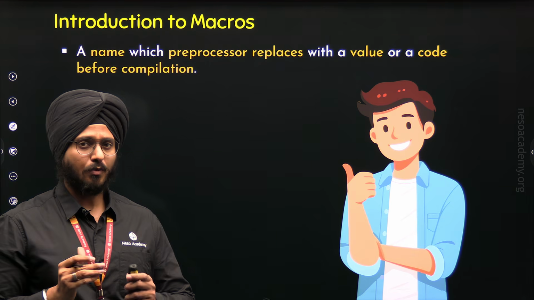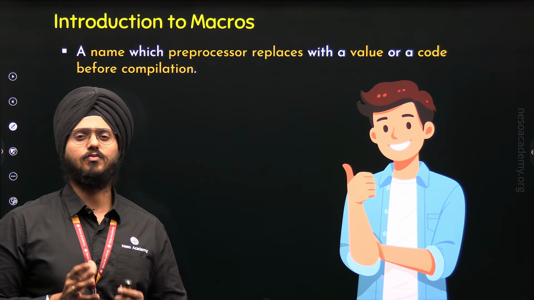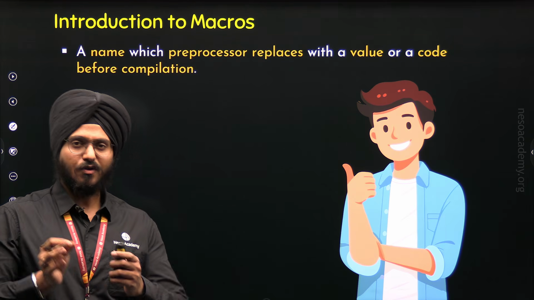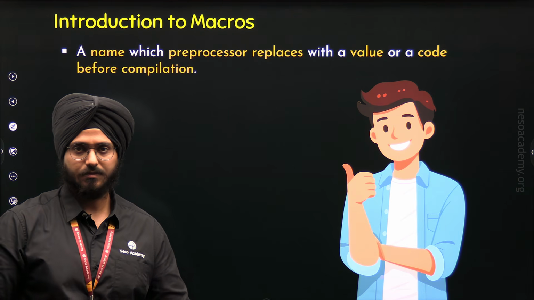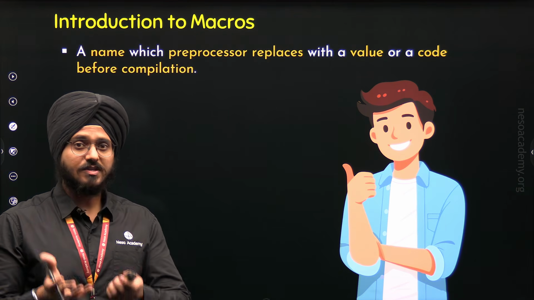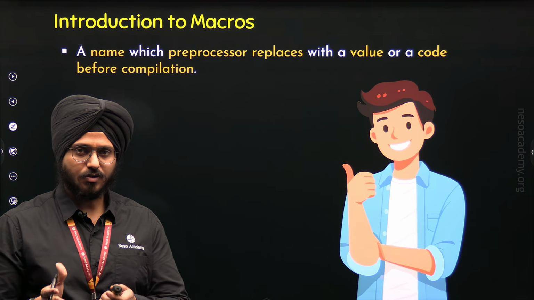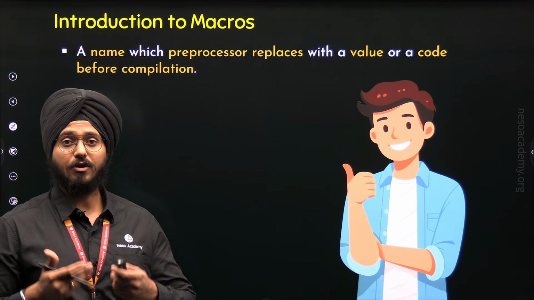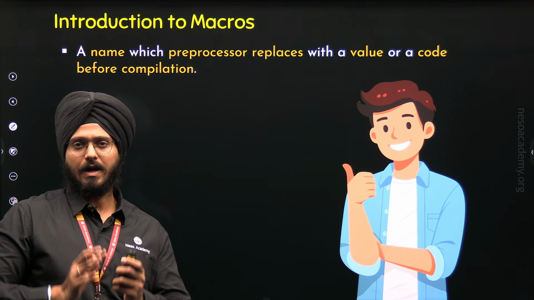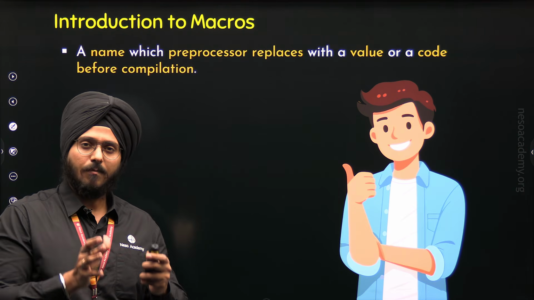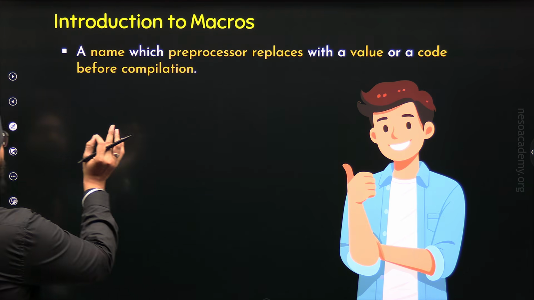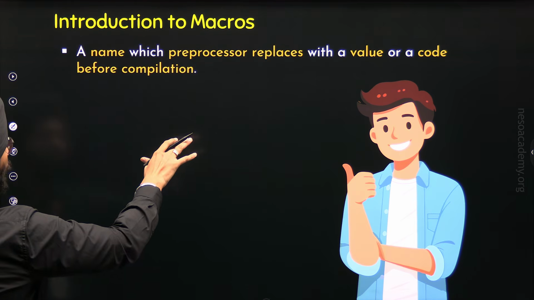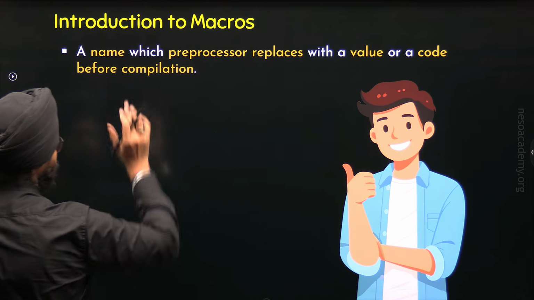Preprocessor is the processor which processes before compilation begins. This is what we learned before as well. We know the role of preprocessor, and preprocessor is responsible to handle macros as well. A macro is a name which is handled by the preprocessor. Preprocessor replaces the macro with its actual definition. It can be a value, it can be a code. It depends on the definition of the macro. But it is all done before the compilation. So I hope the definition of the macro is clear to you. Macro is a name which preprocessor replaces with a value or a code, that too before compilation.